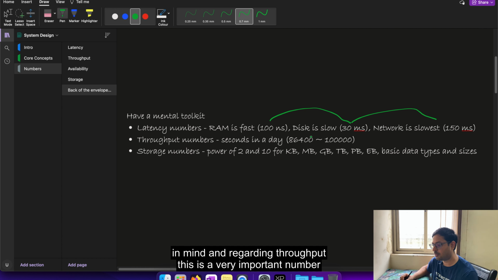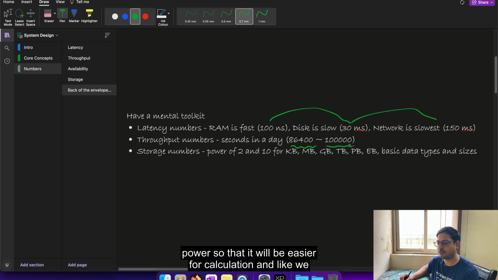And regarding throughput, this is a very important number to keep in mind. 86,400 seconds are there in a day, and we can always round it up to 1 lakh or 100,000. So always try to round up the numbers to a nearest 10 to the power or 2 to the power so that it will be easier for calculation.